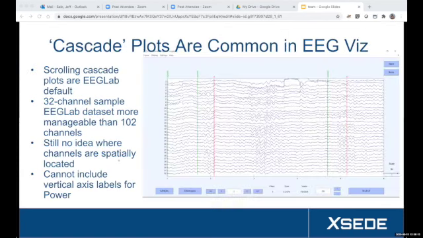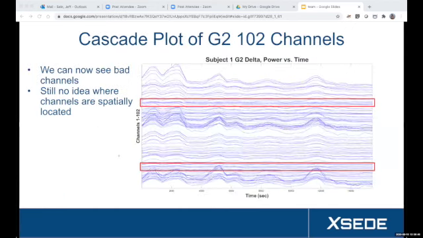One way to resolve some of these problems might be to use what's called a cascade plot, which is used in brain data visualization. Here's a screen grab from EEGLAB, one of the most popular open source EEG analysis tools, also developed at UCSD. The data set we see here from EEGLAB tutorials is only 32 channels, and even though we can more clearly make out individual channel dynamics, it's not clear where the channels are located on the scalp. There's also no easy way to apply a vertical color bar or vertical axis labels to identify values of power for the brain activity. But here's an example of doing something similar with our data, and we can more easily identify some of the bad channels highlighted with red rectangles.